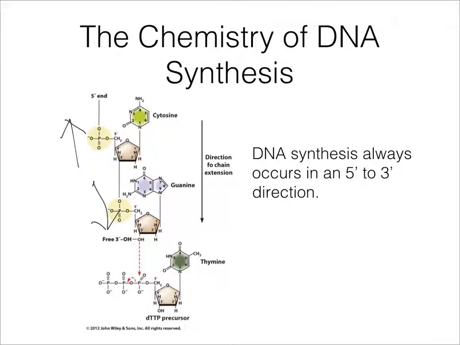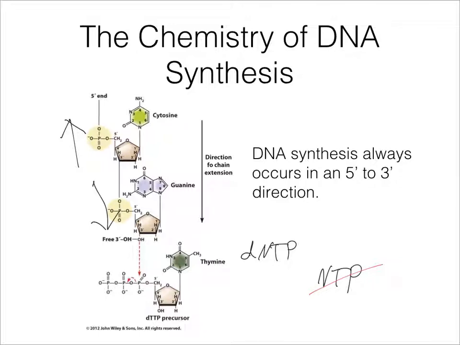Now, what is added is actually a nucleotide triphosphate. If it's DNA, then this would be called a dNTP, which stands for deoxyribonucleotide triphosphate. If you're making DNA, that's what you're making it out of. If you were making RNA, it would just be an NTP, but we're not making RNA.